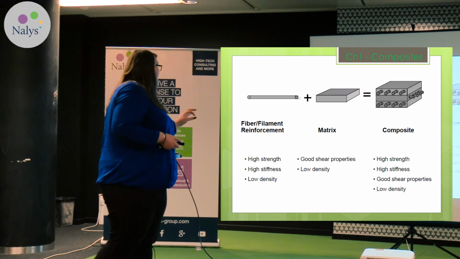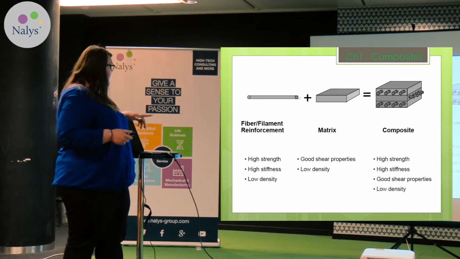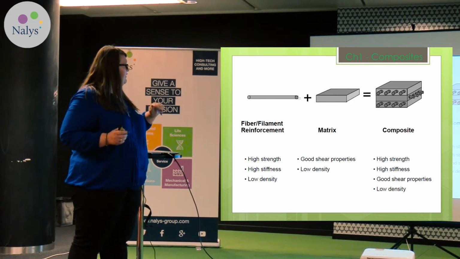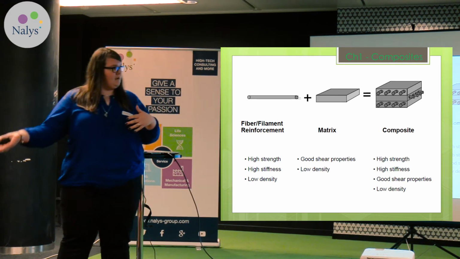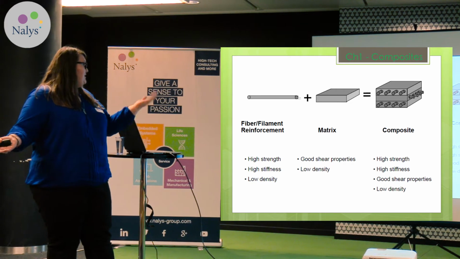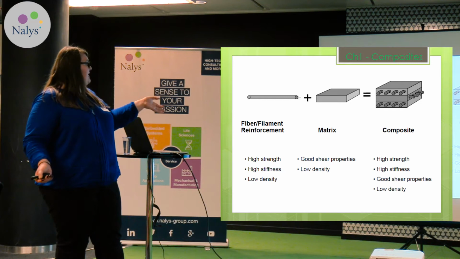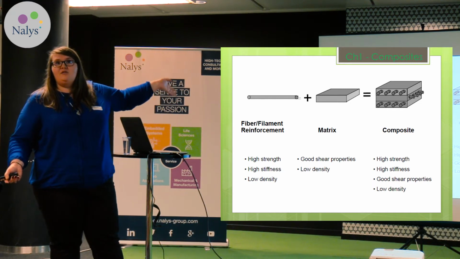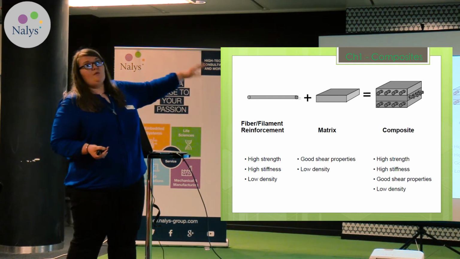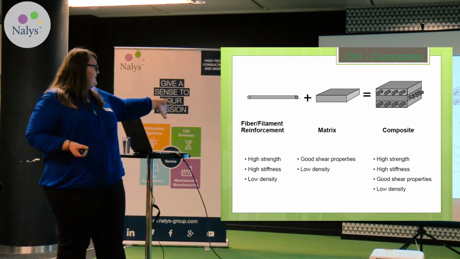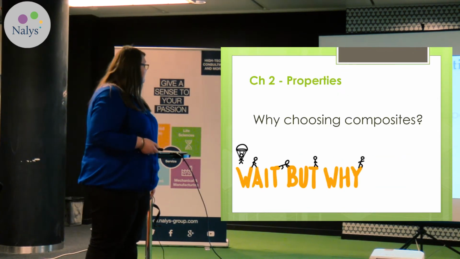For example, here you have the fiber, like Theo said before, and then you have the matrix. And after you will make the composite. So like we started from the beginning, you have one material, which is the fiber, which has high strength, high stiffness, low density, and so on. And then you have the matrix that has good shear properties. Mix it together, you'll get the composite that will have both the high strength, high stiffness, and the good shear properties.